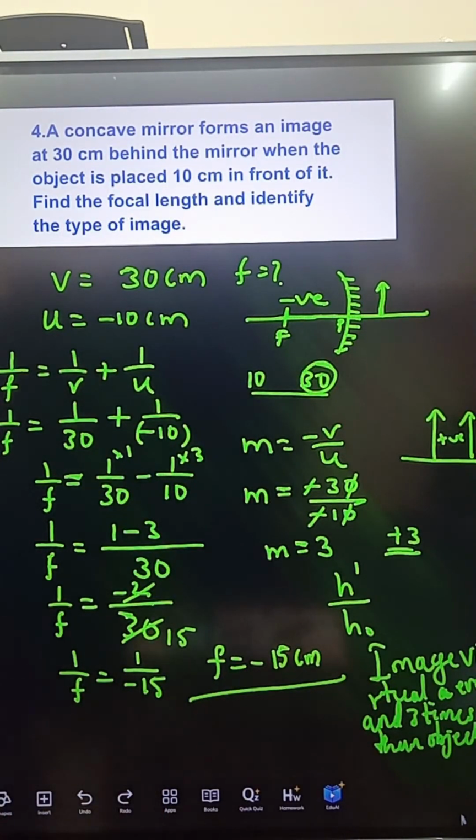So we can understand this can be a shaving mirror. It can be used like that. Yes, next.